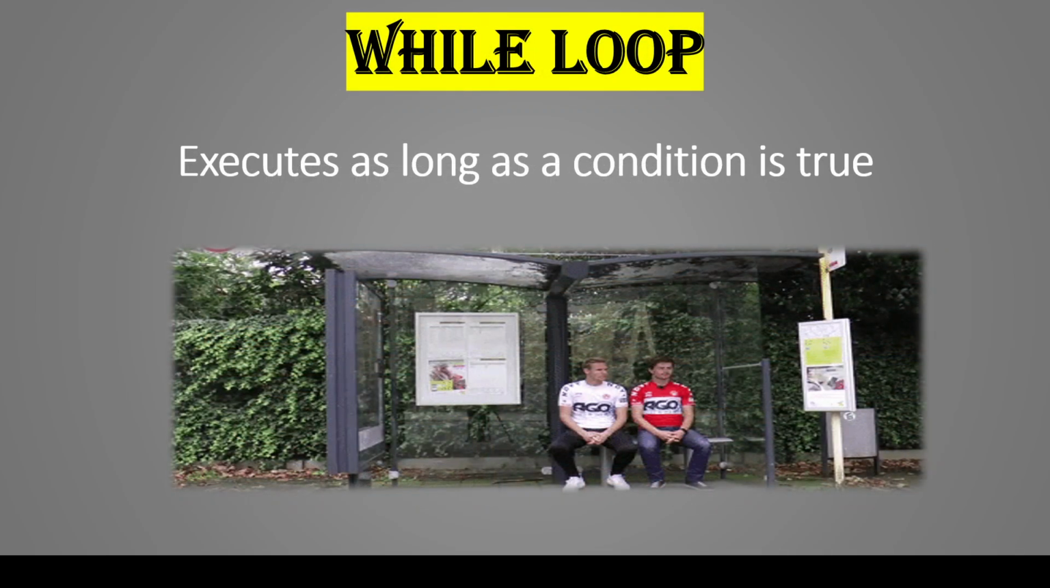So the next loop that we have is the while loop. While loops are useful when the number of iterations is unknown beforehand and depends on a certain condition. They keep executing the block of code until the condition becomes false, allowing for dynamic repetition. For example, suppose you are waiting for a bus at a bus stop. You can use a while loop to wait until the bus arrives. Let's see an example for this as well.